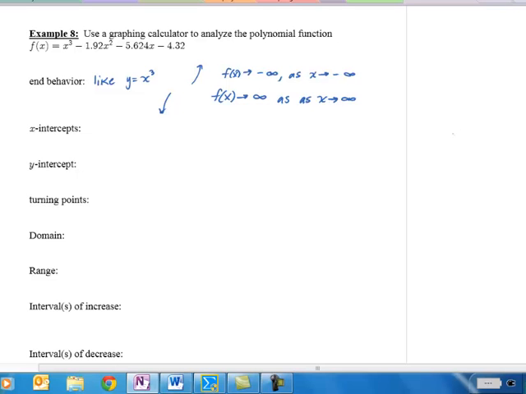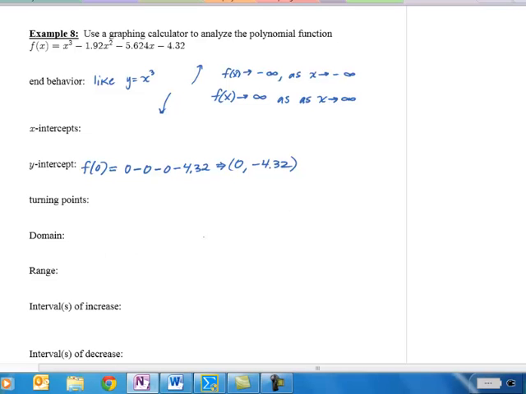The x-intercept's not very easy to see without a graph, because we can't factor this easily. But the y-intercept we can find, f of 0, that's pretty easy. We'd have 0 minus 0 minus 0 minus 4.32. So 0, negative 4.32. The turning points, we'll need to use our graph for those.